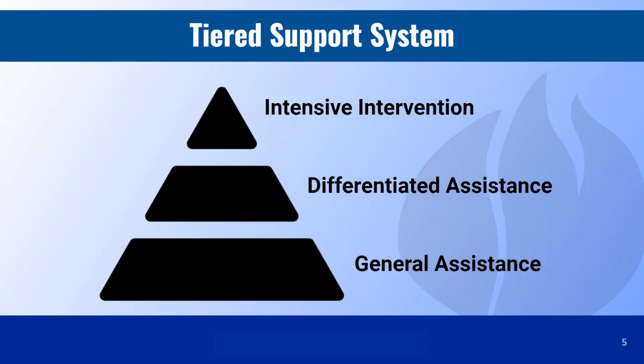Tier 2 is differentiated assistance. LEAs that meet certain eligibility criteria based on dashboard outcomes for their student groups may be in need of additional support that is provided by the County Office of Education. Tier 3 is intensive intervention and is designed for LEAs with persistent performance issues over a period of time.